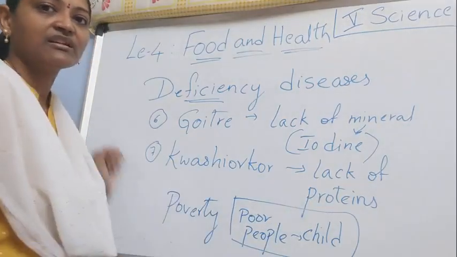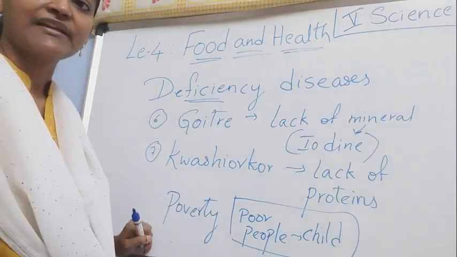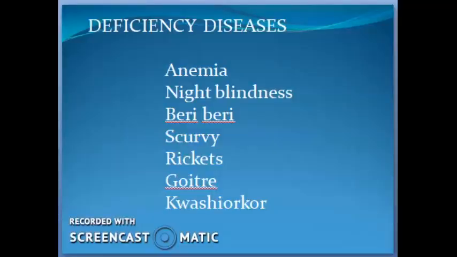Have you understood, children? Now I'm showing all those slides. Now children, these are a few deficiency diseases. We'll see one by one. Deficiency diseases are the diseases caused due to the lack of nutrients in the food. If they are taking food items which do not have the proper amount of nutrients like proteins, vitamins and minerals, then the person gets deficiency diseases.